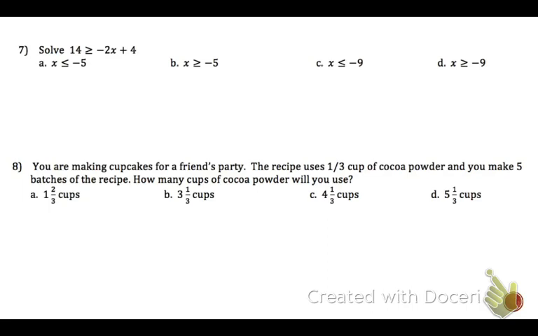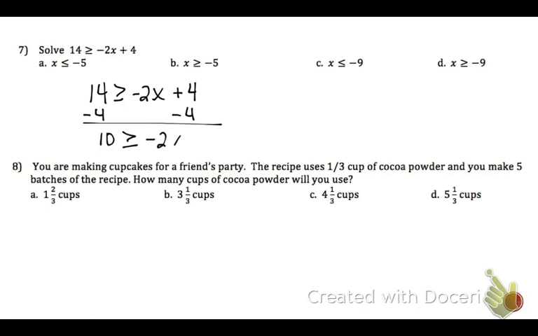Problem 7, solve the inequality. Okay, to solve this inequality, we're going to start with moving the 4 away. So start by moving the 4 by subtraction. We get 10 is greater than or equal to negative 2x. And now we're going to divide both sides by a negative 2. I get negative 5 and I get x here.